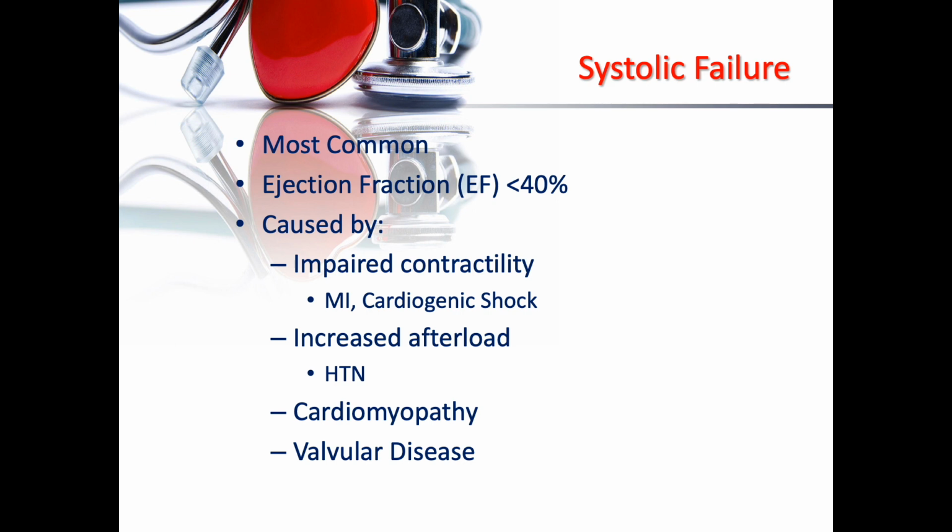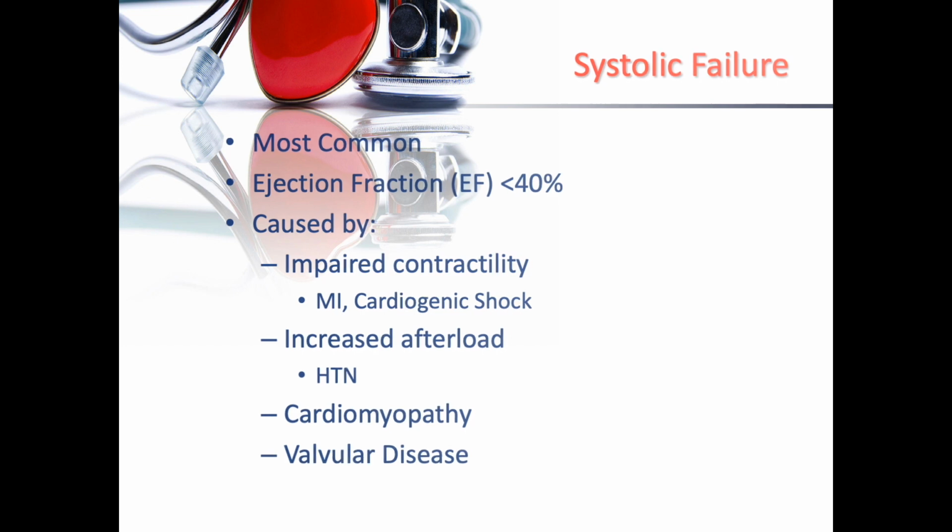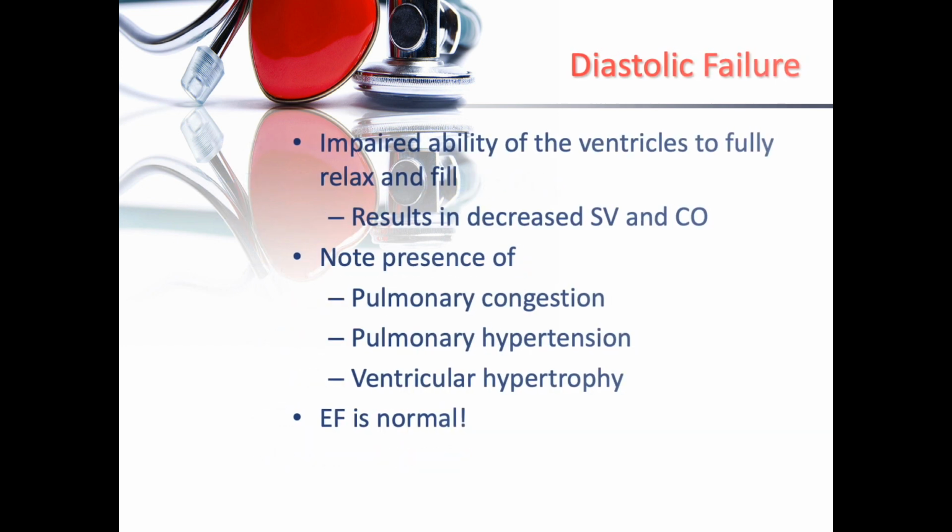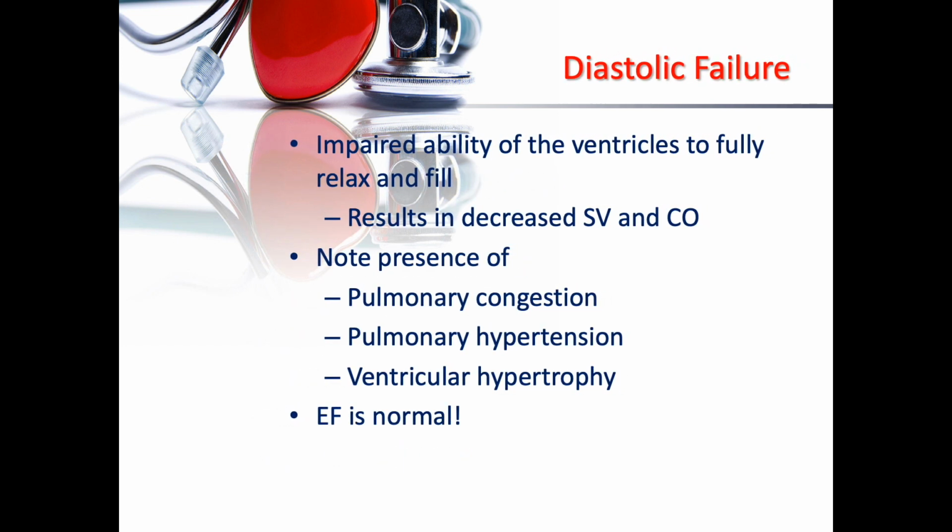or valvular disease. On the other hand, diastolic failure is the inability of the ventricles to fully relax and fill up with blood. This results in decreased stroke volume and cardiac output. The nurse should note the presence of pulmonary congestion, pulmonary hypertension, ventricular hypertrophy. However, since it's not a problem with blood getting out, the ejection fraction is probably going to be normal.